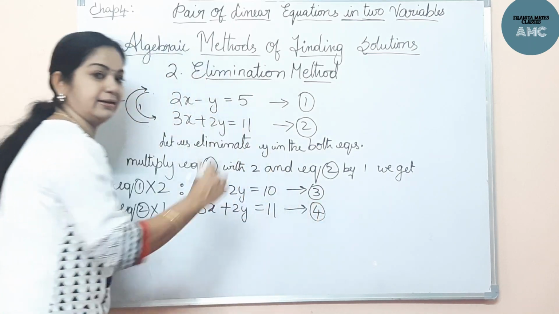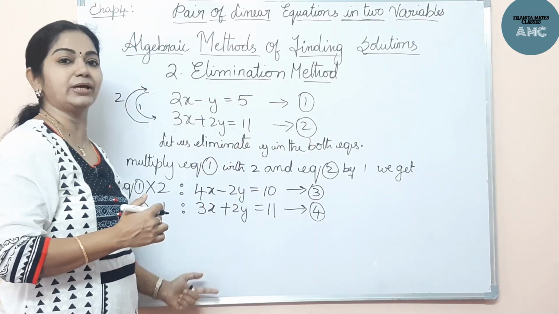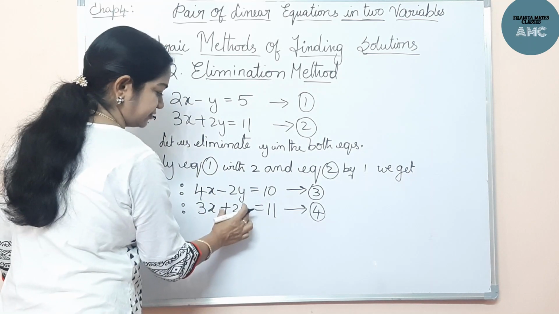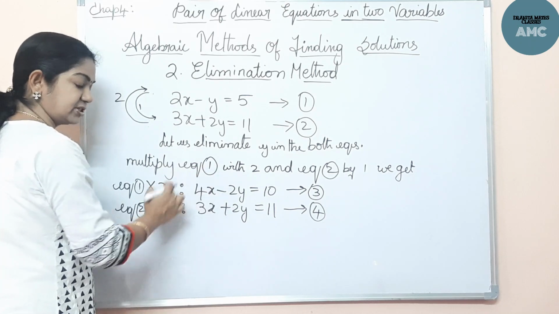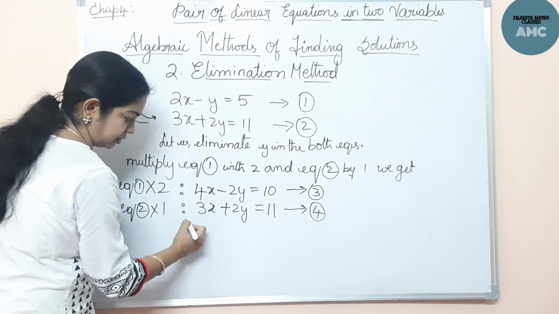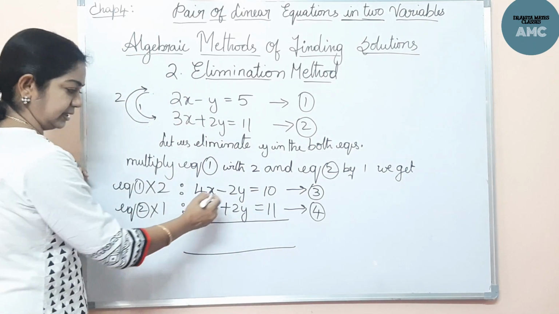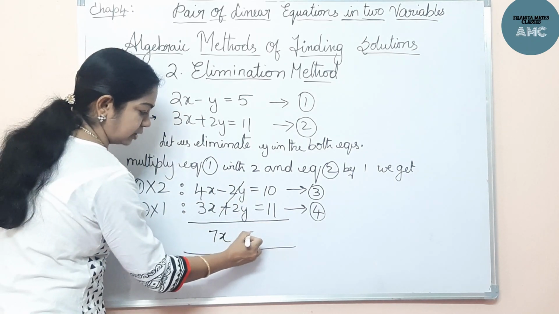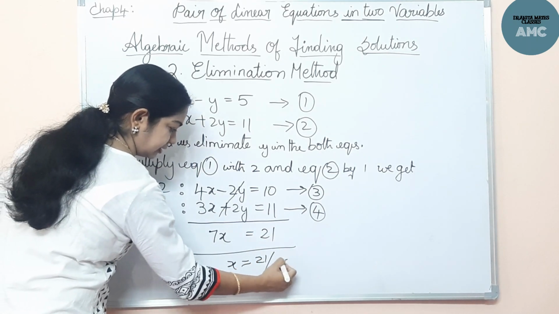The idea behind eliminating is that if you eliminate one variable completely, you get the value of the other variable, right? I will be eliminating this y. I have taken the coefficients of y and interchanged both here. Now I'll solve these two equations. We can easily cancel off minus 2y plus 2y. Now you got 7x is equal to 21. So x value comes to 21 by 7, that is 3.